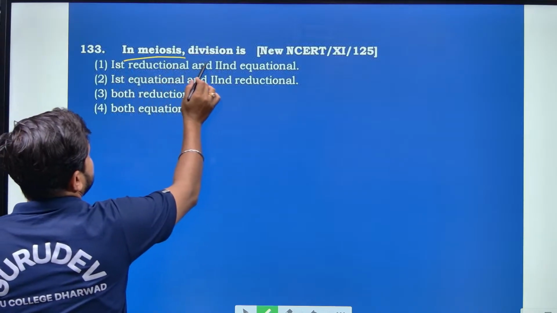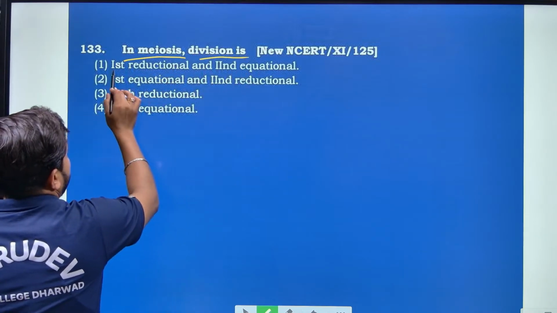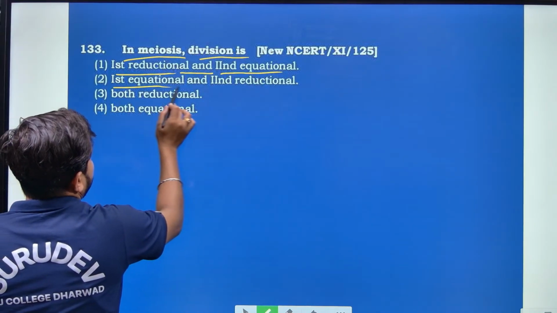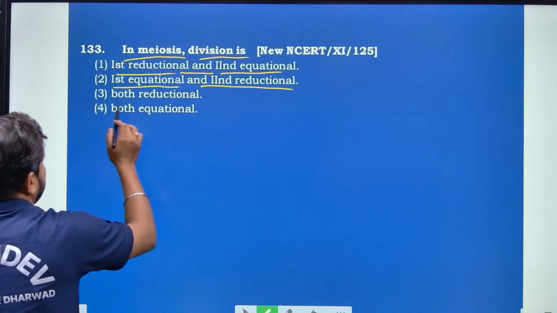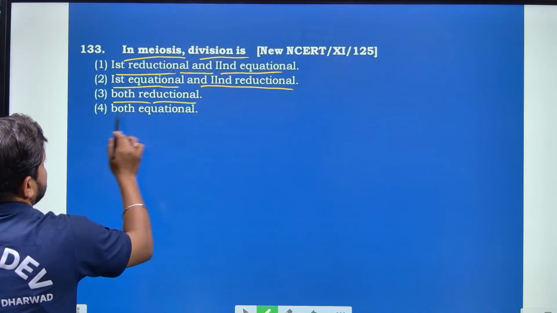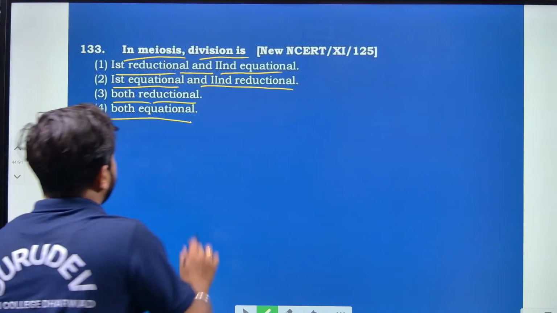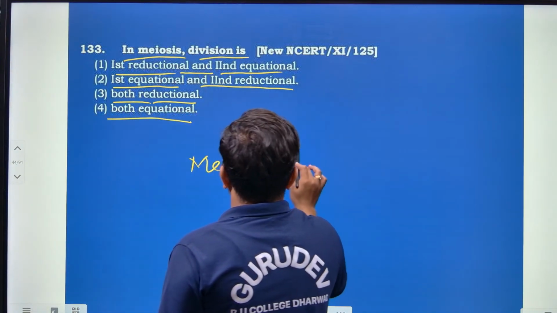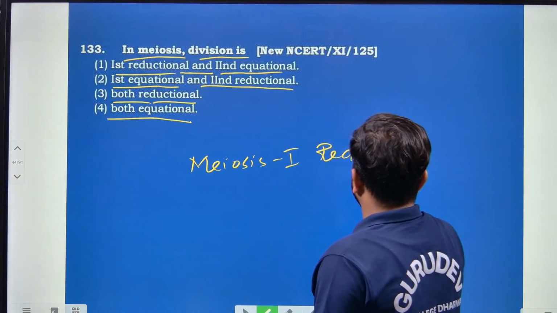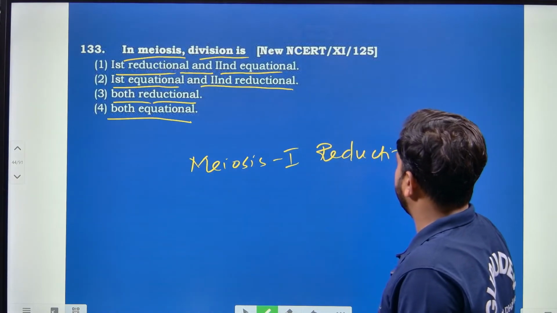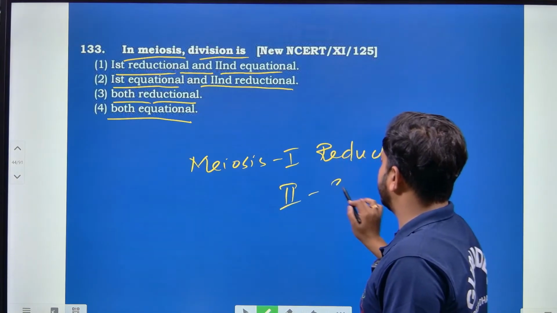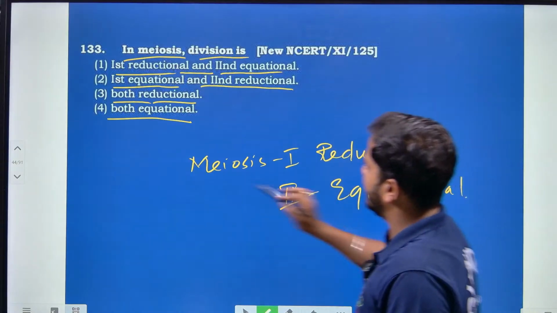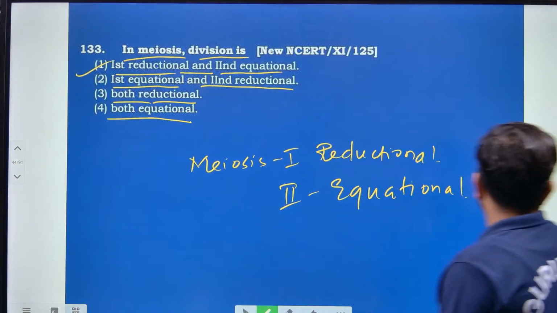Then, in meiosis the division is, right? First reductional and the second one is equational. Then, first equational and the second one reductional. Then both reductional, and both equational. So meiosis 1 is considered to be the reductional division, and meiosis 2 is considered to be the equational division. So according to this, option 1 is correct, right?